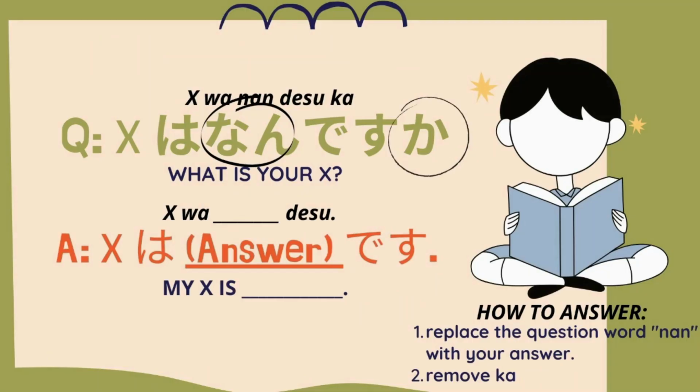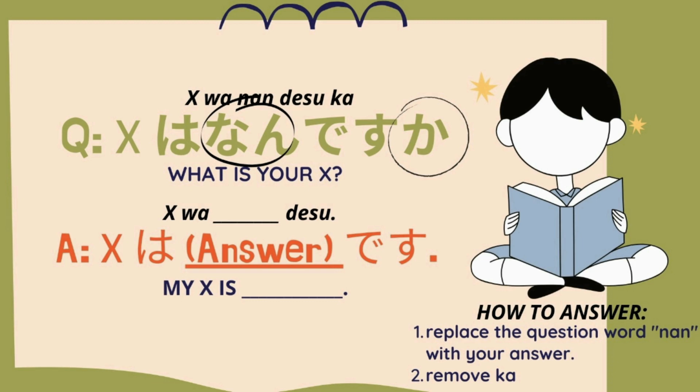So, how do we answer that question? We answer X wa nan desu ka by replacing the question word nan with your answer and removing ka. X wa answer desu. Or my X is blank. The X here pertains to the topic or the noun being asked in the sentence.